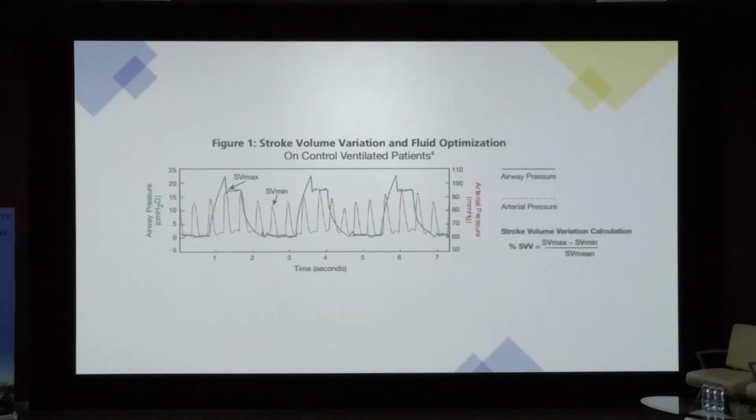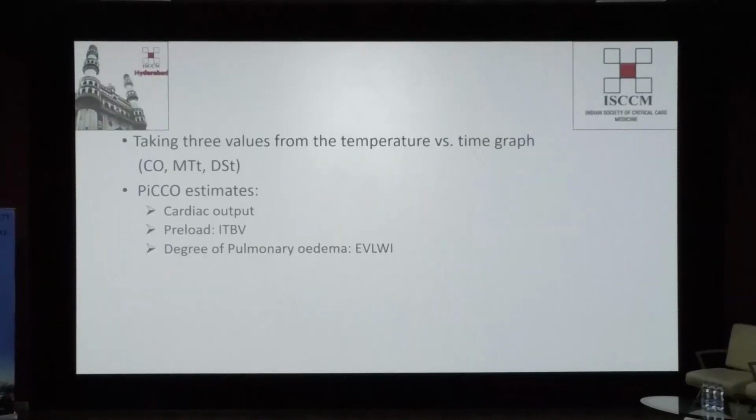So these monitors will display one more variable called stroke volume variation, given by this formula: the stroke volume maximum minus the minimum divided by your mean. That gives your stroke volume variation, which should be less than 10%. If it is more than 10%, the patient is hemodynamically unstable or hypovolemic.